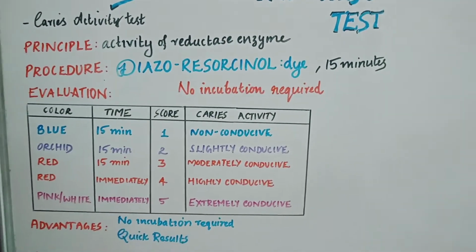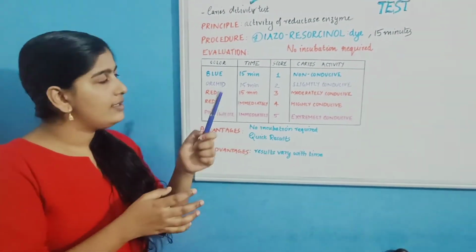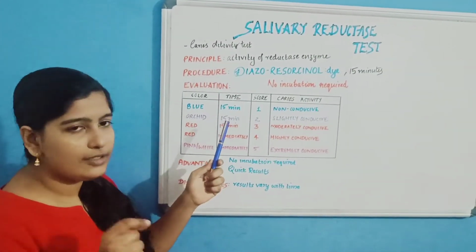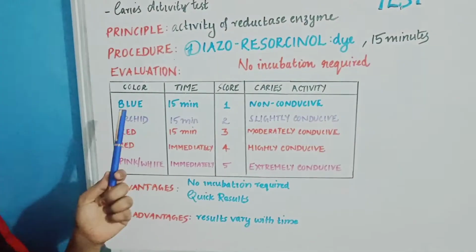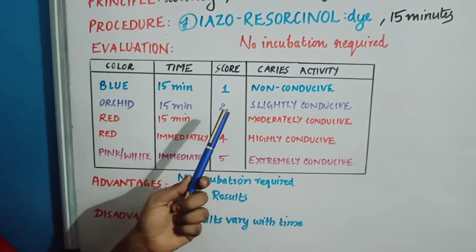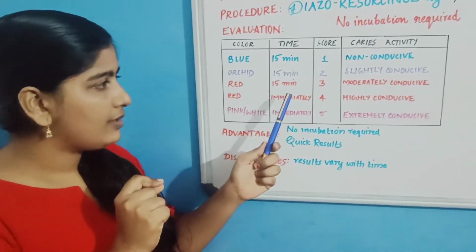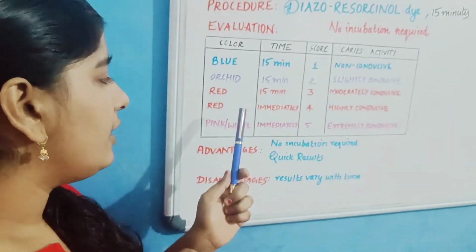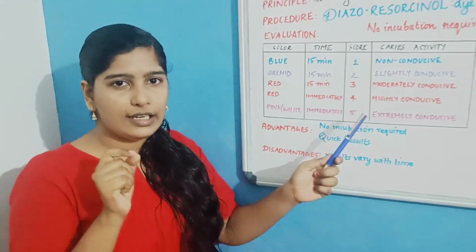Now we will link the color change that you have seen here with the caries activity. So we can see this tabular column here. So if the color is blue after 15 minutes, it is given a score of 1. That means it is non-conducive. Now, if the color turns orchid by 15 minutes, it means it has a score of 2 and it is slightly conducive. If the color appears red after 15 minutes, it is given a score of 3 and it is moderately conducive. If the color changes red immediately, it is given 4 and it is considered as highly conducive.